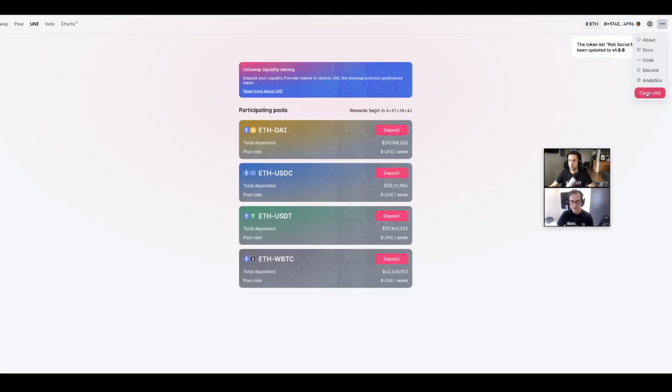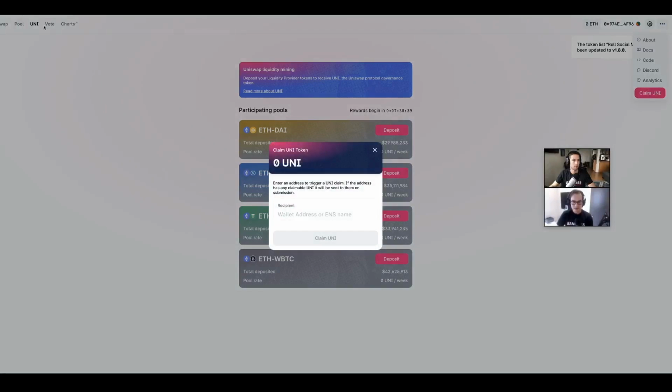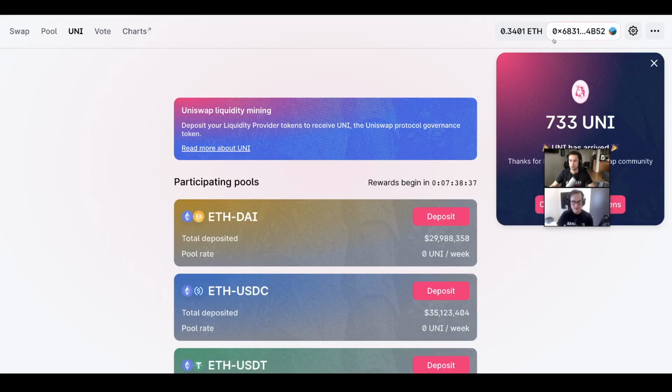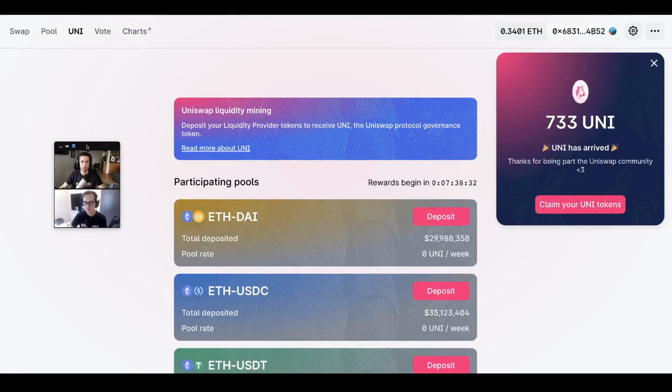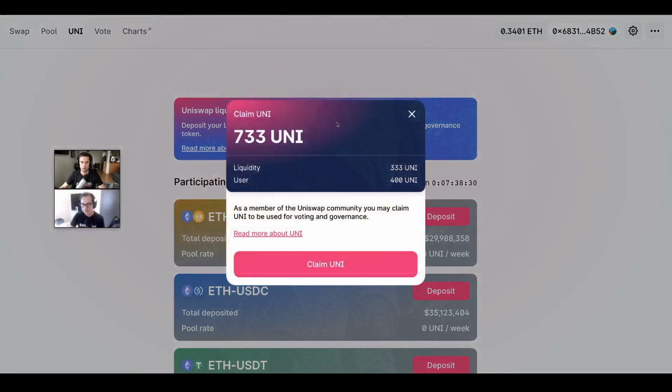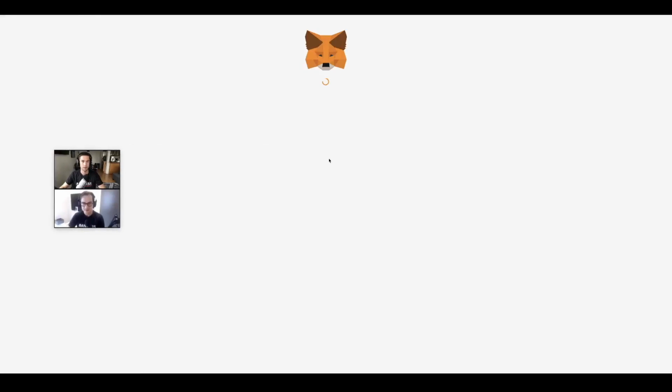Okay, so claim UNI. I have the wallet loaded up here, so I'm just going to use this one. But that's cool, the other website also works. Here's my 733 UNI that the website knows that I have. I got 333 for providing liquidity and 400 for trading once. Good for you, David. Nice job.